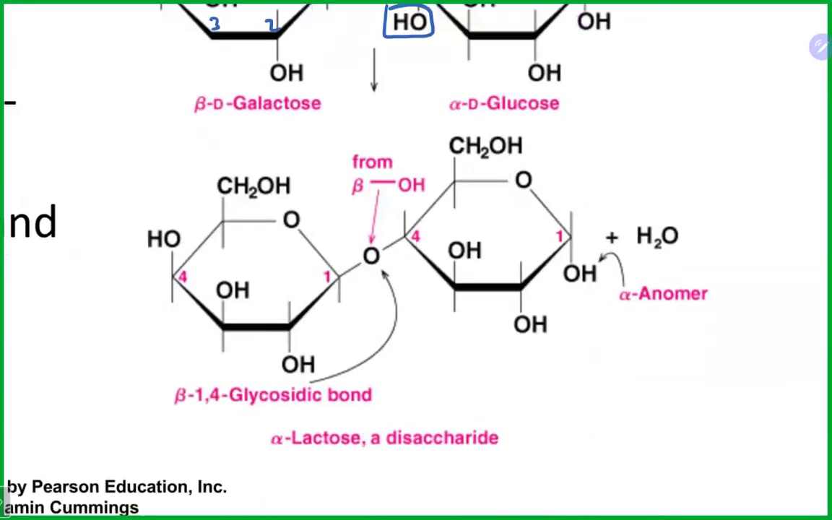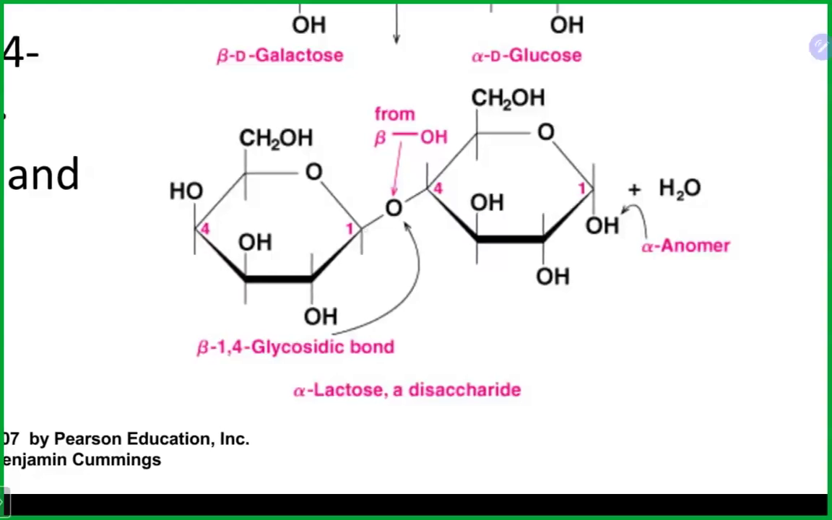It does look different than the alpha 1,4. You can think of it as going upwards here, which is very similar to what beta means: up. So the alpha 1,4 bond looks like it's coming down, while the beta 1,4 bond looks like it's going upwards between the two. That's a good way to think about it, based on how it looks. They look very different in terms of how they're connected.